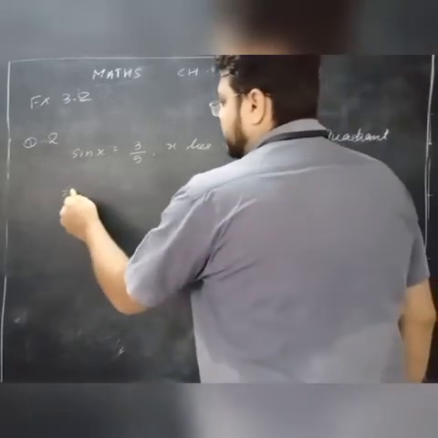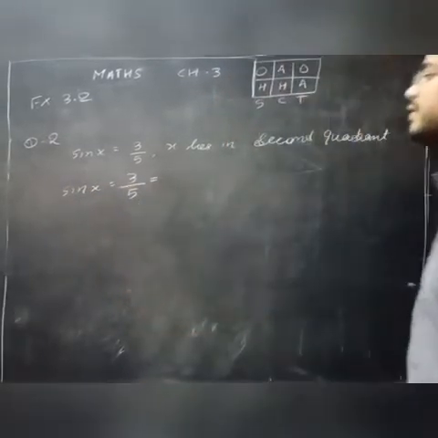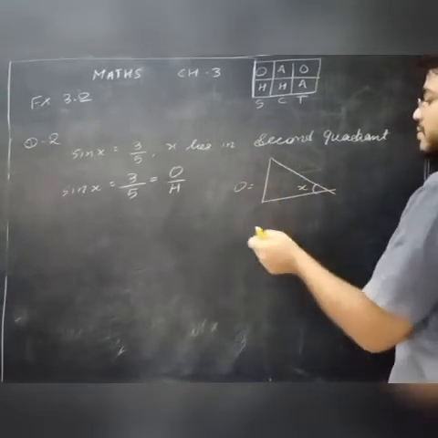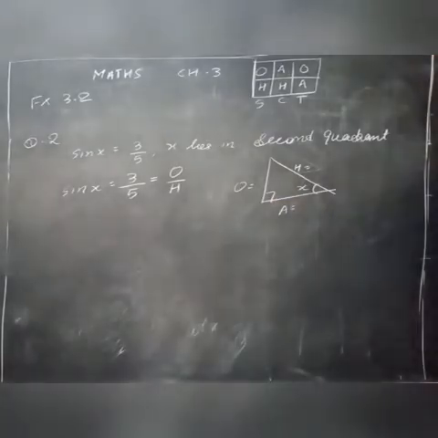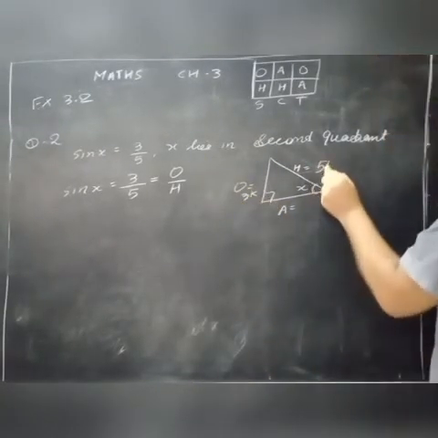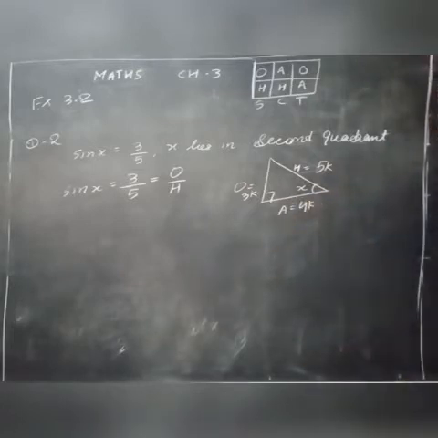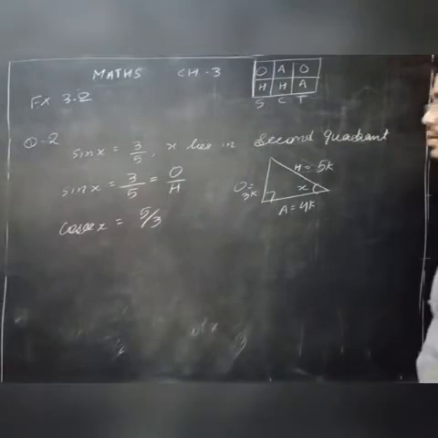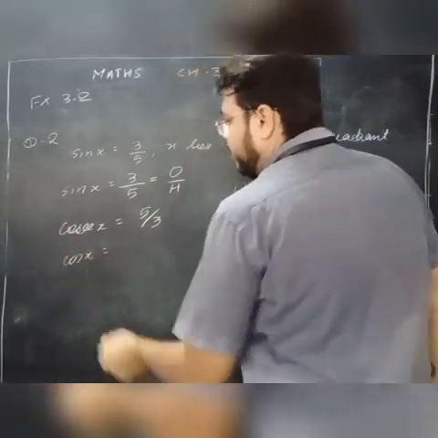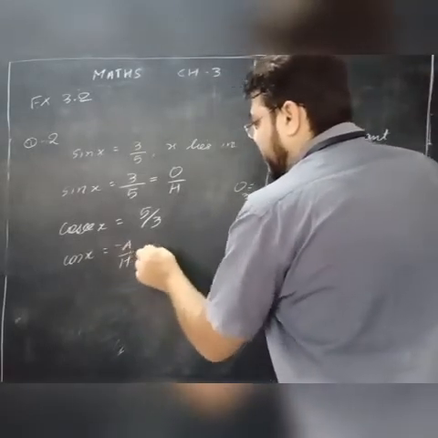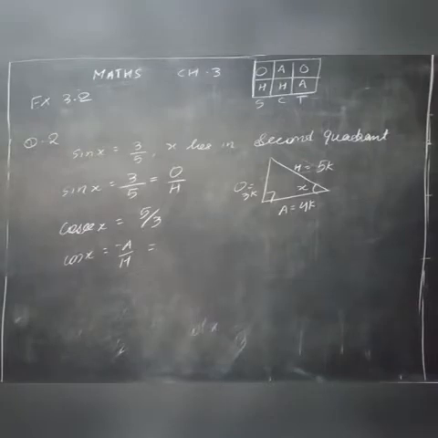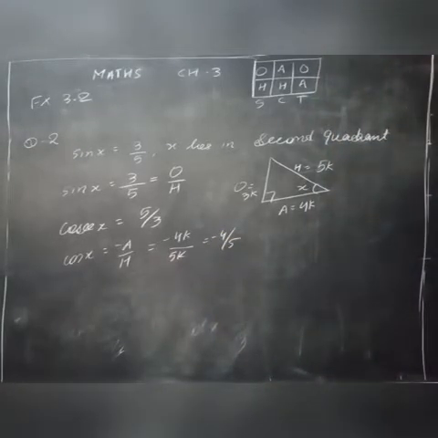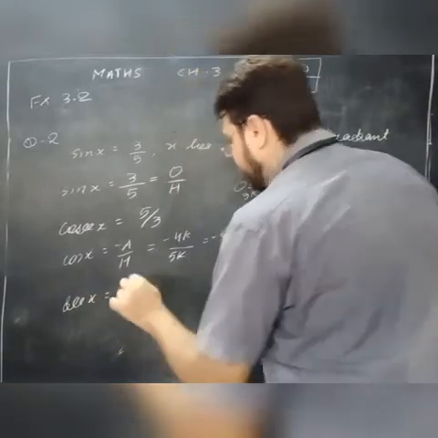So sine x is given as 3 by 5, and I compare this with the ratio of sine, which is opposite to hypotenuse. I will consider this as x, this will be my opposite, this my hypotenuse, and this my adjacent. Opposite is 3k, hypotenuse is 5k, and using Pythagorean triplets I can take adjacent as 4k. So cosec x will be the reciprocal of sine, 5 by 3. For cos x, it is adjacent upon hypotenuse, but we take it negative because in the second quadrant cos is negative. So it is minus 4k upon 5k, therefore minus 4 by 5. The reciprocal of this is sec, so sec x is minus 5 by 4.